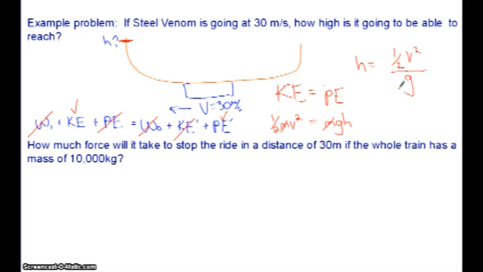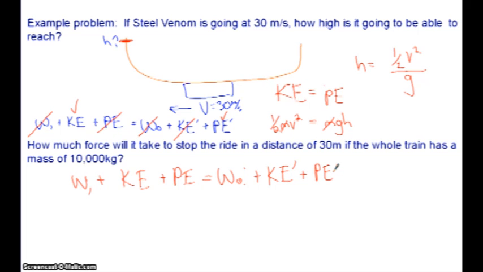How much force will it take to stop the ride in a distance of 30 meters if the whole train has a mass of 10,000 kilograms? So now we're going to look at, again, work plus kinetic energy plus potential energy is equal to work. So this is work in. This one over here is work out plus kinetic energy final plus potential energy. So now we're looking at how much force it will take to stop the ride at a distance of 30 meters if the whole train has a mass of 10,000 kilograms.